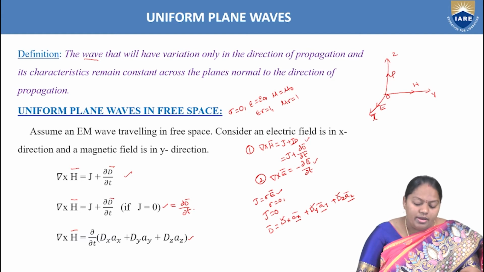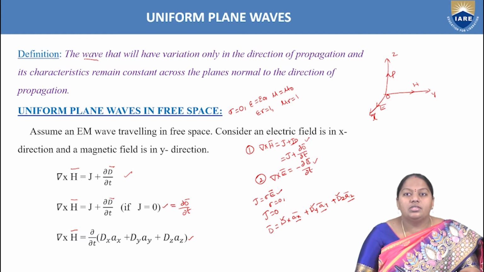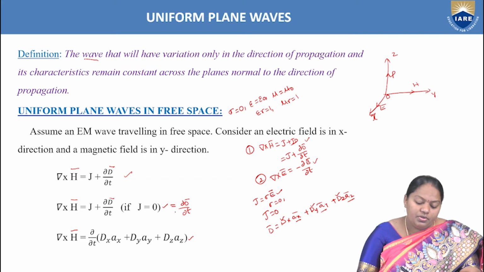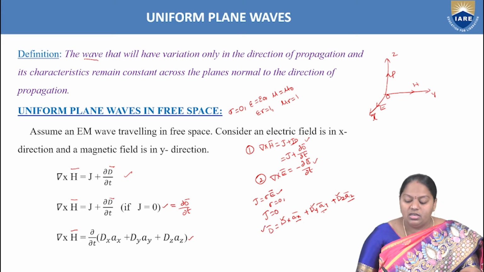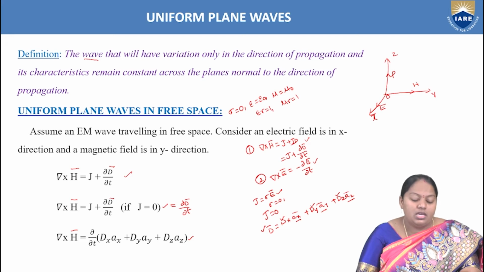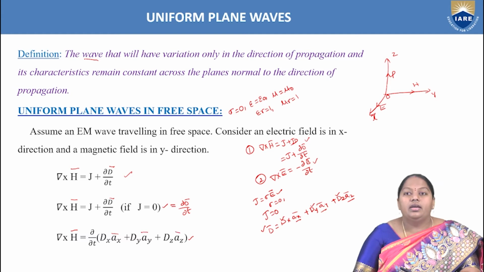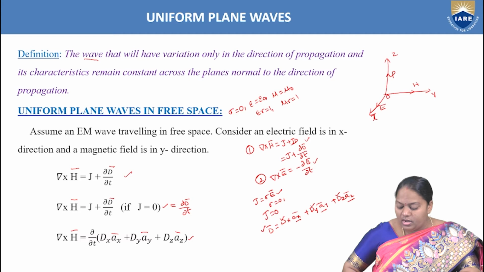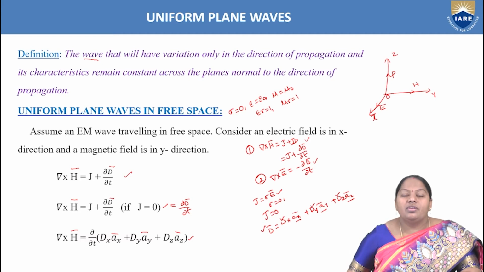Right? So on the RHS we have the term dou D bar by dou T. Now if we express D bar in vector form as Dx ax plus Dy ay plus Dz az, then the RHS becomes dou by dou T into Dx ax plus Dy ay plus Dz az. So firstly, we have considered the modified form of the Ampere Circuit Law, obtained in the case of time varying fields, as del cross H bar equal to J plus dou D bar by dou T.